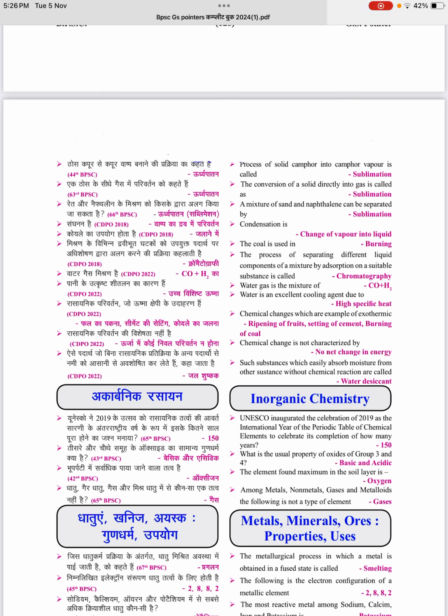Chemical changes which are examples of exothermic reaction: ripening of fruit, setting of cement, burning of coal. Chemical change is not characterized by no net change in energy. Such substances which easily absorb moisture from other substances without chemical reaction are called desiccants.